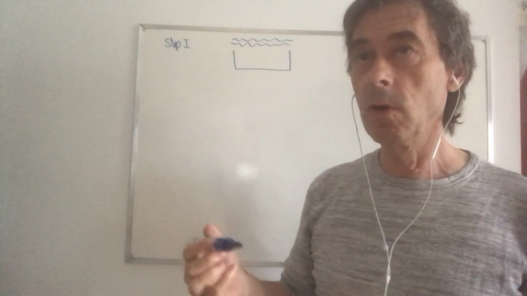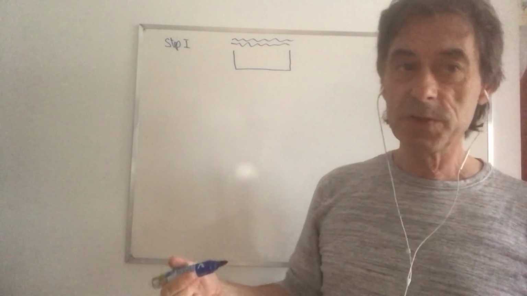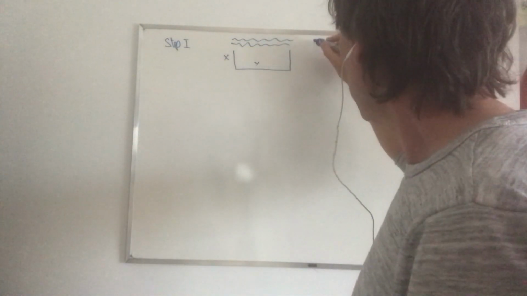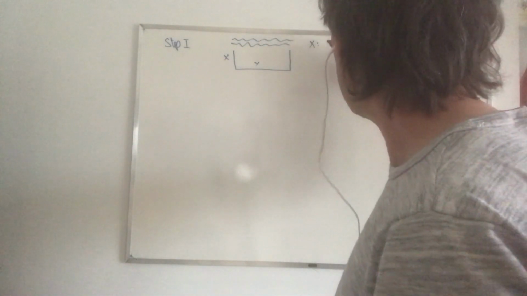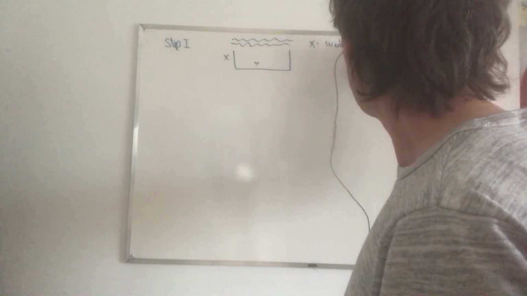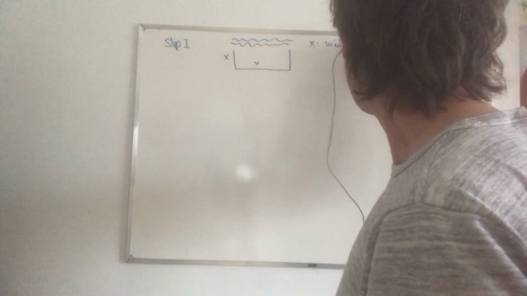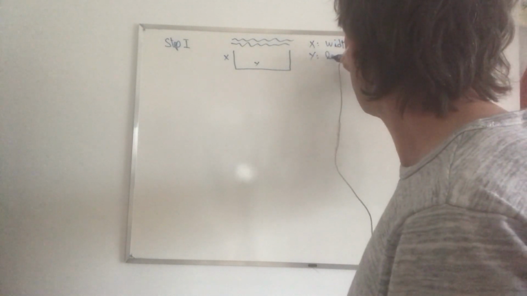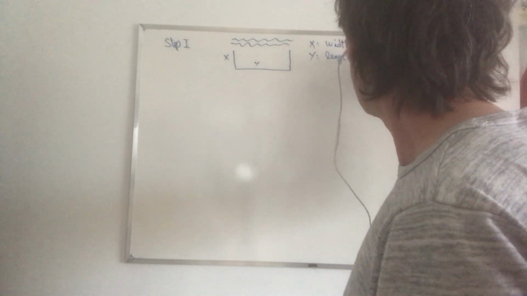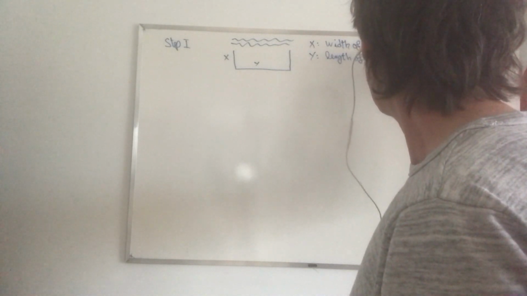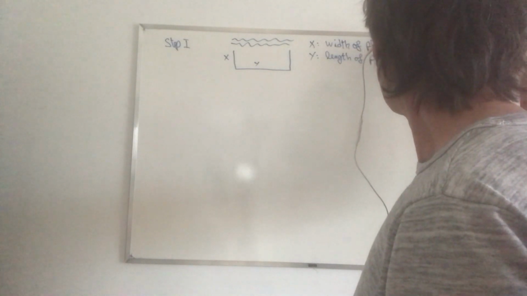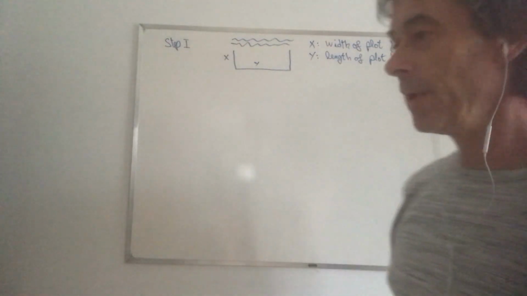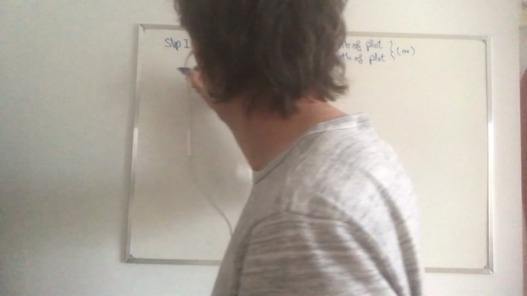Now, since I don't really know what measurements will give me the largest area, I'm clearly going to call this X and this Y. And I'm going to say, for the sake of completeness, let X be the width of the plot, and Y be the length of the plot, both in meters. So I have an X, and I have a Y, and I have a picture. So that's pretty simple, step one.